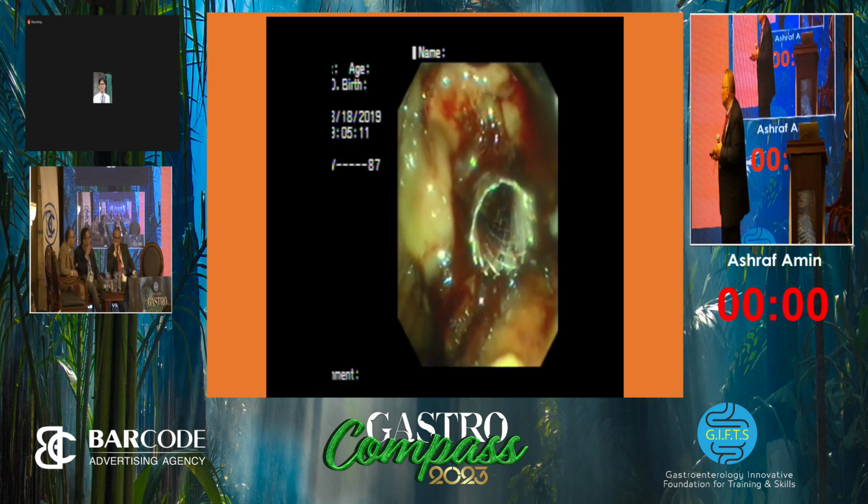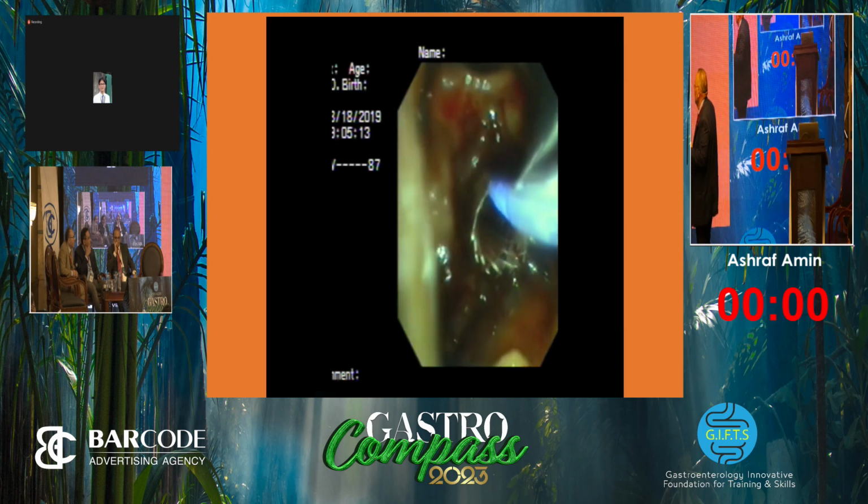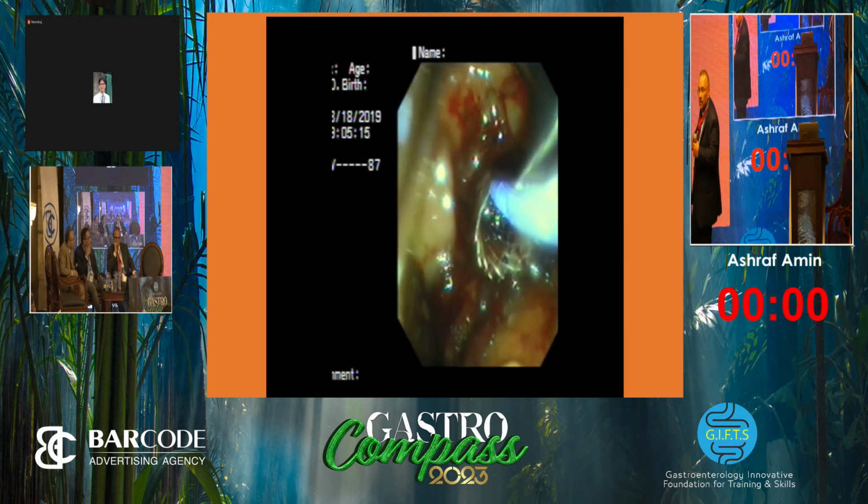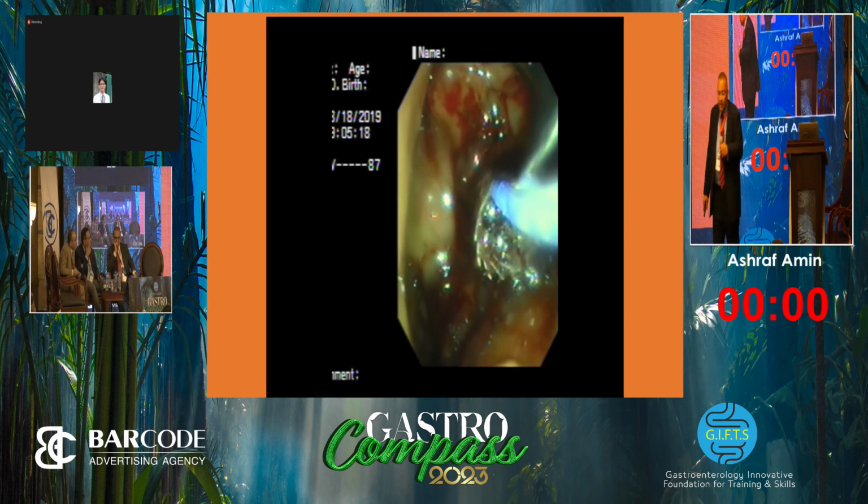This is the stent here in a good position. And the other piece of the stent I removed with a snare. Thank you very much.